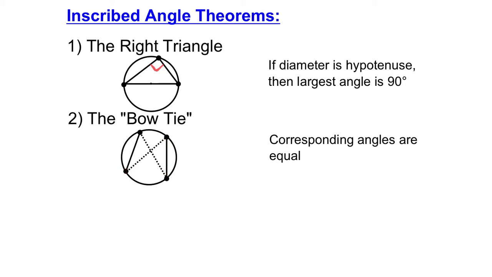Okay, so you actually have 2 chords connected like this in a bow tie pattern. So the rule is corresponding angles are equal. So what are the corresponding angles? Well, we have these two angles.